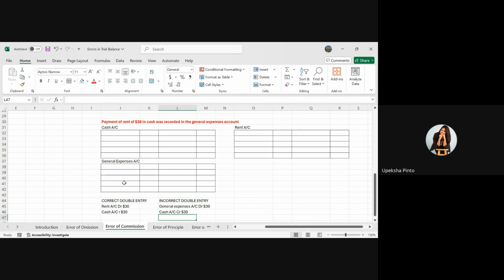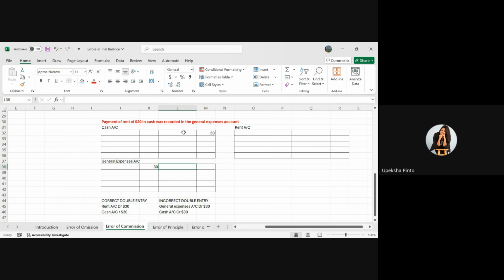So first we'll do the incorrect double entry here. Incorrect is what? Cash account is credited by 30 and general expense account is debited by 30. So I told you, cash account is nothing wrong, because either you pay for rent or general expense, both ways you have to credit your cash account, right? So nothing to worry about that.